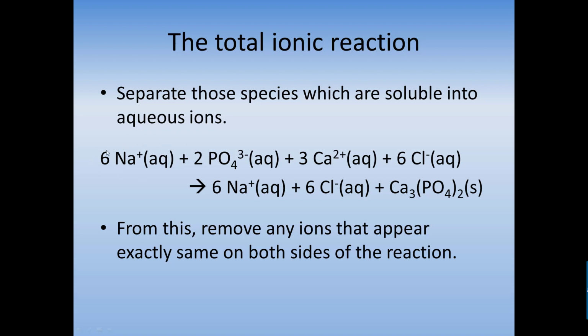We have 6 aqueous sodium ions, and we ended up with 6 aqueous sodium ions. That's no change. So we can eliminate sodium. Boom, there it goes. And also we can eliminate chloride, which has 6 aqueous chloride ions and 6 aqueous chloride ions at the end. So, boom, there it goes. What remains is now the net ionic reaction. So we've removed what are called spectator ions. They simply watch the chemistry happen, but the chemistry is happening between calcium ions and phosphate ions to form the insoluble precipitate.